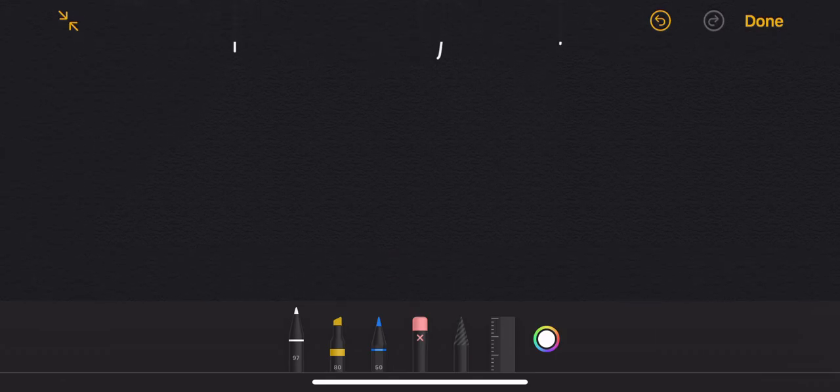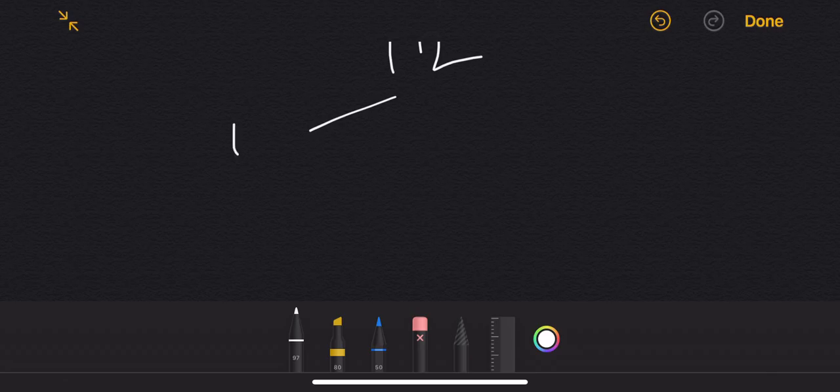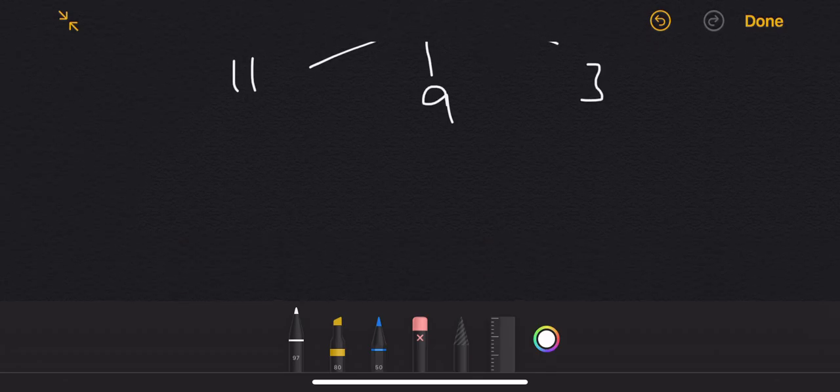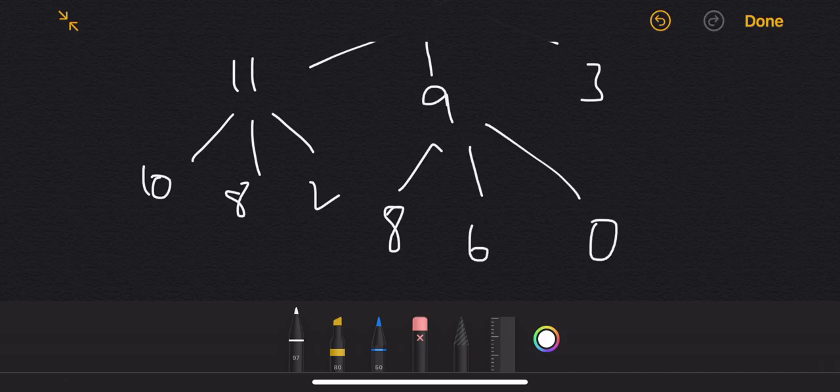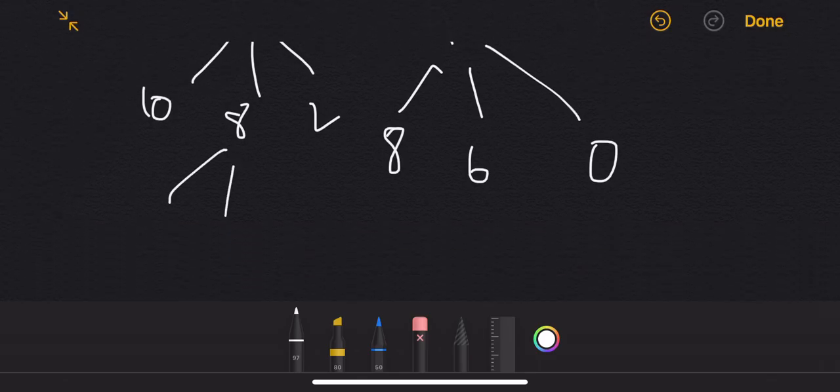And if we see for 12, 12 minus 1 is 11, 12 minus 4 is 8, 12 minus 9 is 3. Again 11 minus 1 is 10, 11 minus 4 is 7, 11 minus 9 is 2. 9 minus 1 is 8, 9 minus 4 is 5, and 9 minus 9 is 0. So if we see, we can again split this tree for 8 and for 10 and for 12.